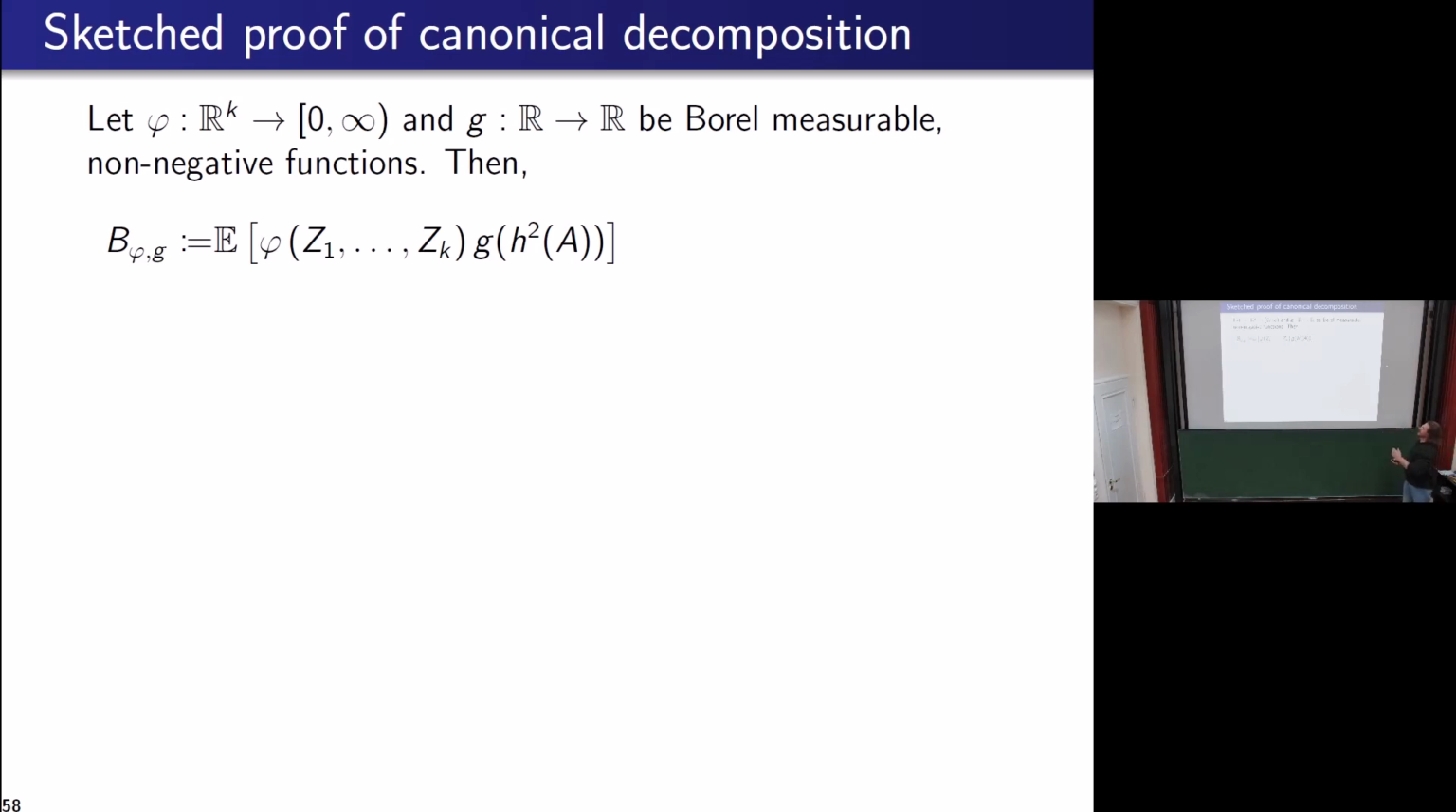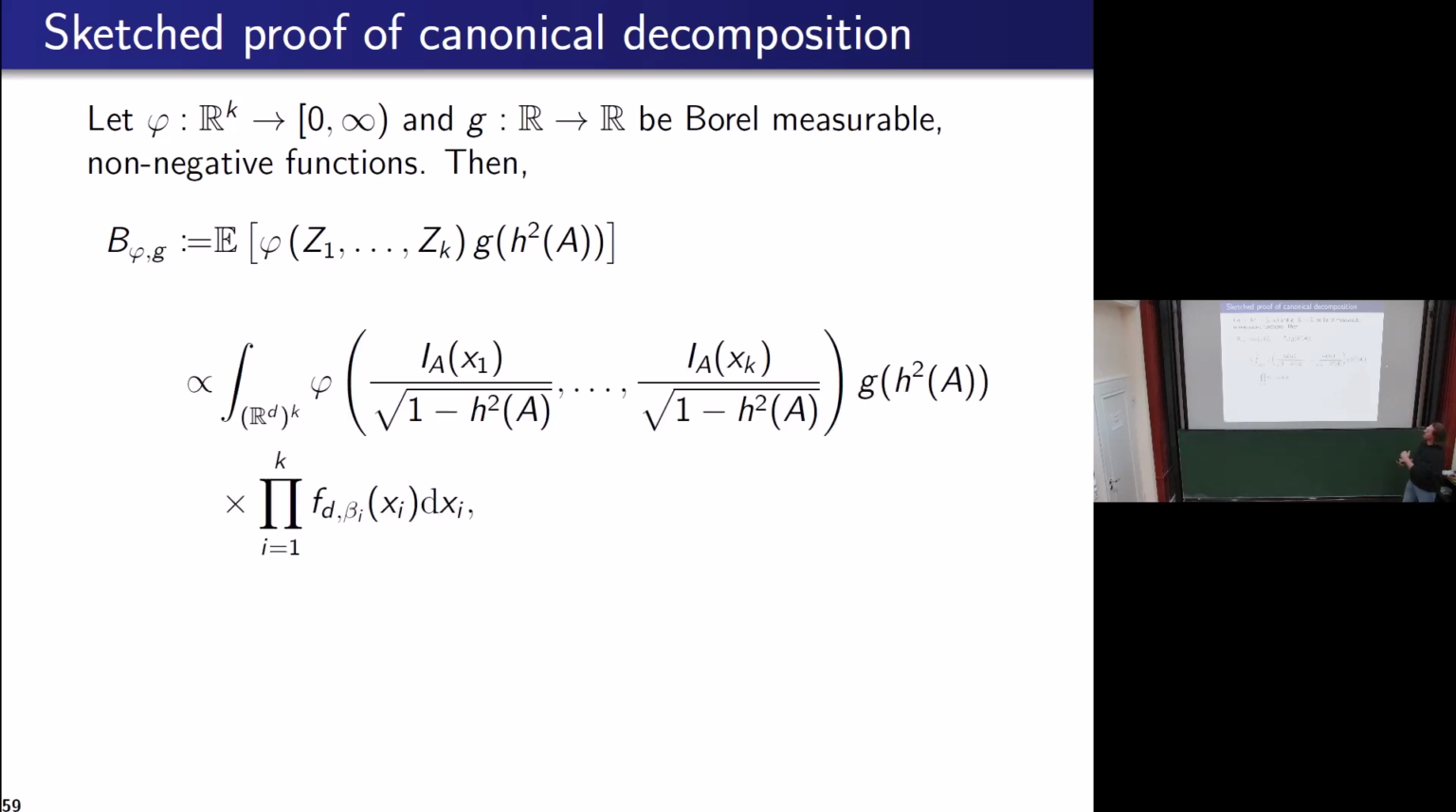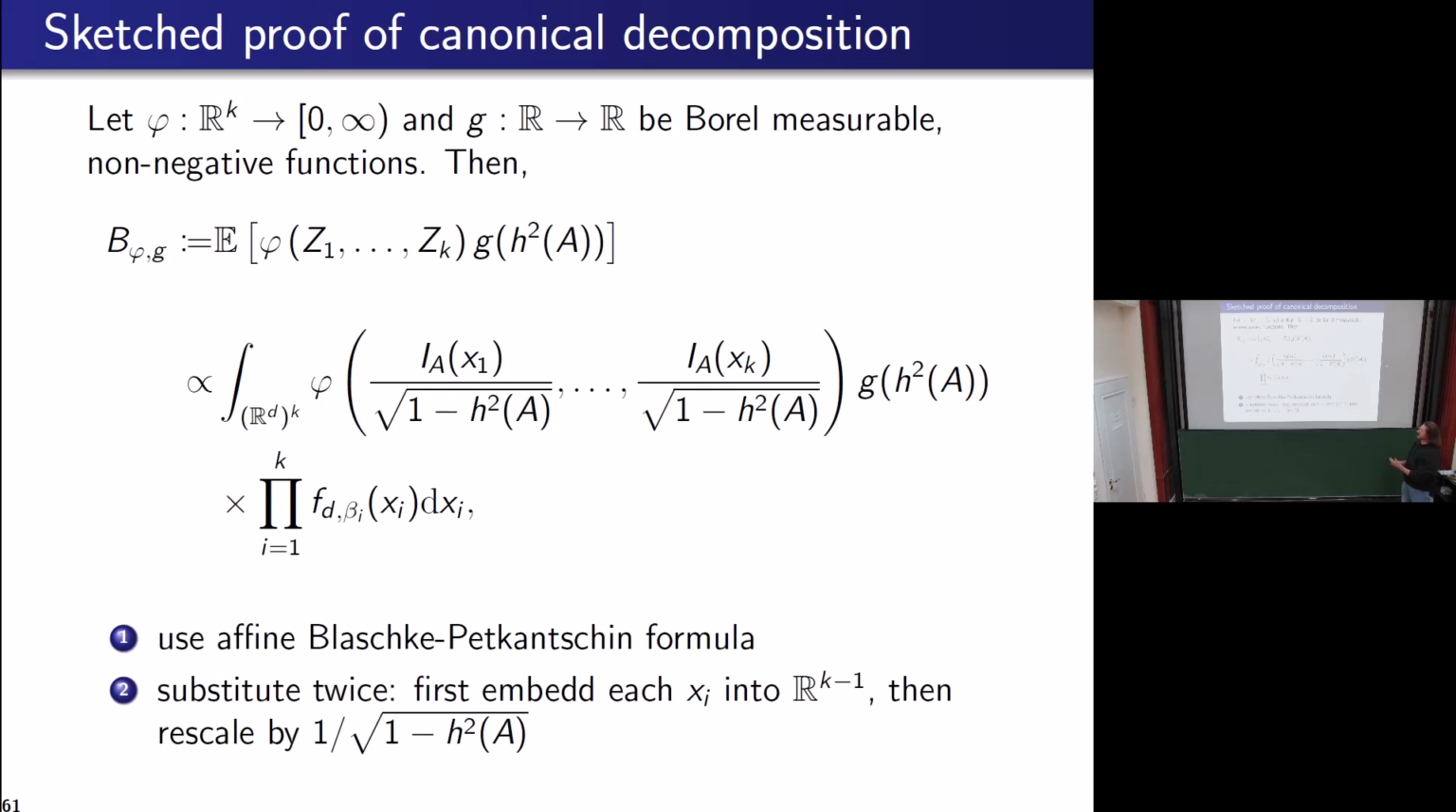What we do is we take test functions phi and g, and we're going to look at the expectation of the product of both. This is proportional to this statement. So all we have done is just plugged in the densities of phi and also the definition of the z points. And now what we do is first we use the affine Blaschke-Petkantschin formula on this integral, and then we're going to substitute twice. And the substitutions are not that hard to see, because they are exactly the ones from the preliminaries. First we embed each x_i into R^(k-1), and then we rescale by this square root of 1 minus h squared of A.